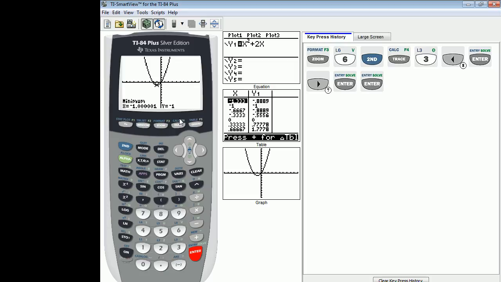Did you do second trace? It's off the graph. Choice 3. And then you just make sure you're on the left side. And you make sure you're on the right side. And then you hit enter.